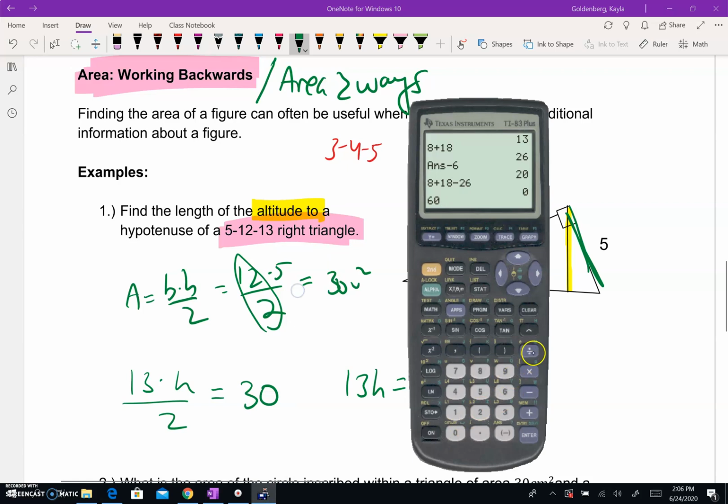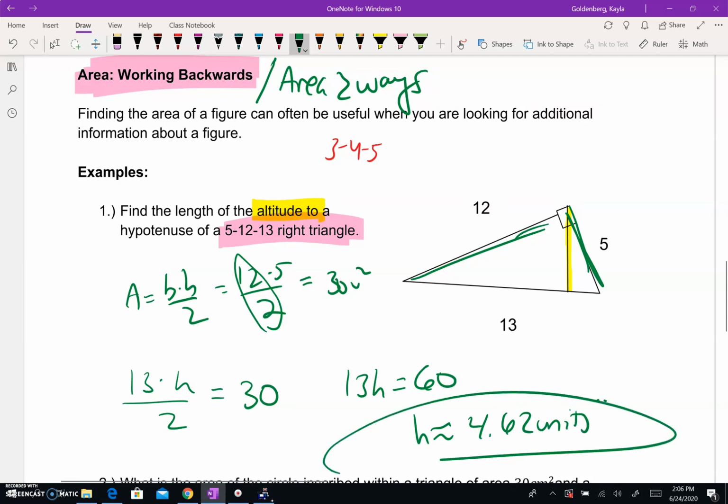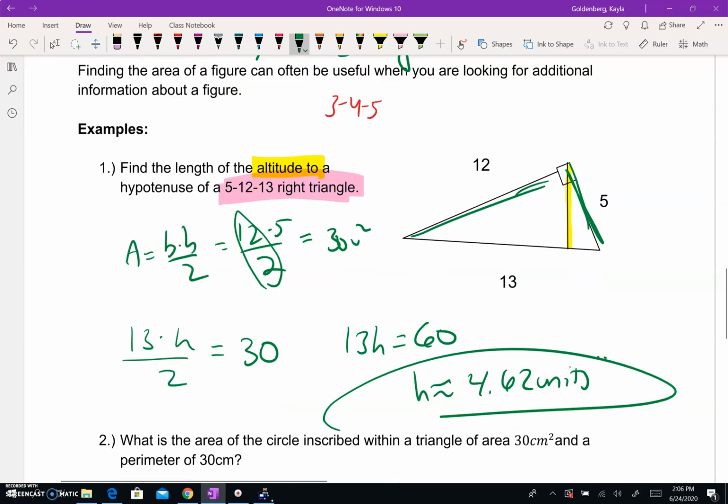So it looks like this is not going to come out super clean. Yeah, so it looks like it's about 4.62. Which is okay. It's not super clean, but that's okay.